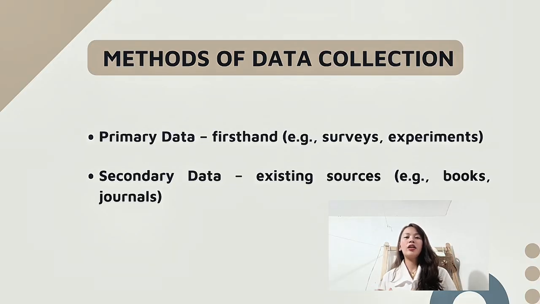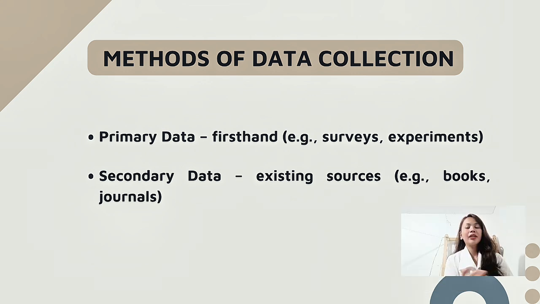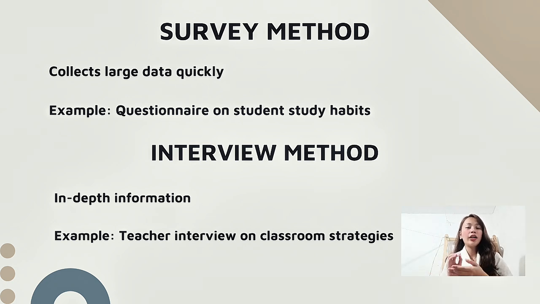Methods of data collection. Researchers can collect data in two main ways, primary and secondary. Primary data is original data collected by the researcher themselves through surveys, interviews, or experiments. Secondary data, on the other hand, is information that already exists, like books, journals, or online databases. Both are useful. For example, if you are studying students' health habits, you might conduct a survey, that is primary, but also review existing medical records.